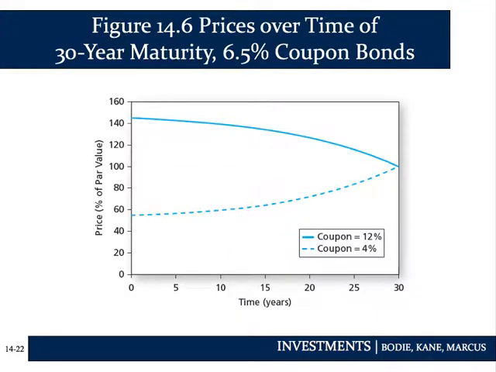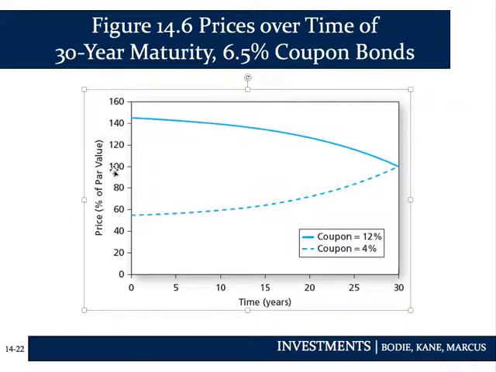If we look at this over time, the bond price, this is a 30-year bond at a 6.5% coupon. So the 6.5% would be the price at 100. So that's here. And so we have two coupons here, and they're going to converge. And the reason they're going to converge is at the end of this 30-year maturity, it's going to send you $1,000 in that last payment.